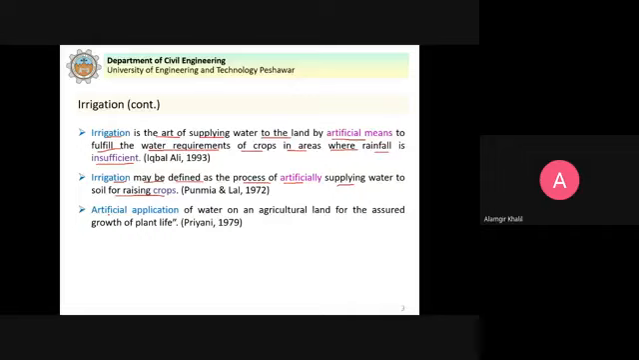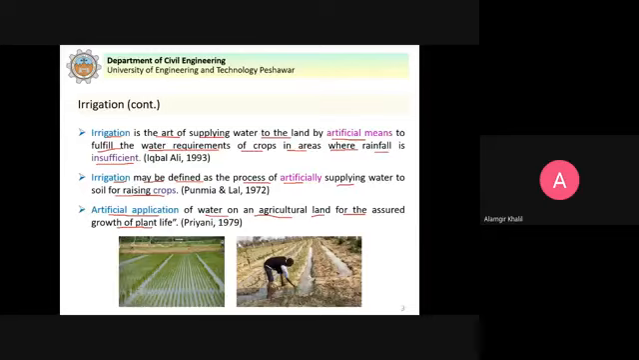Irrigation is artificial application of water on agricultural land for the assured growth of plant life. So you can see that in all definitions, the summary is that irrigation is the artificial application of water during the crop period to fulfill the crop water requirements.